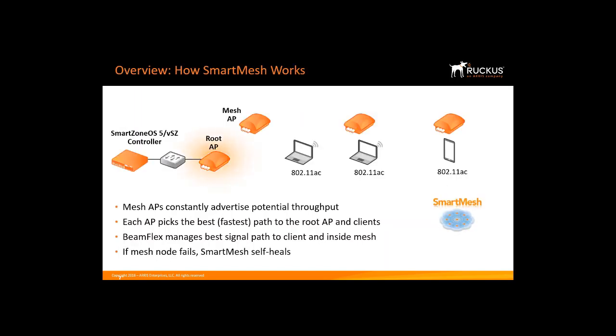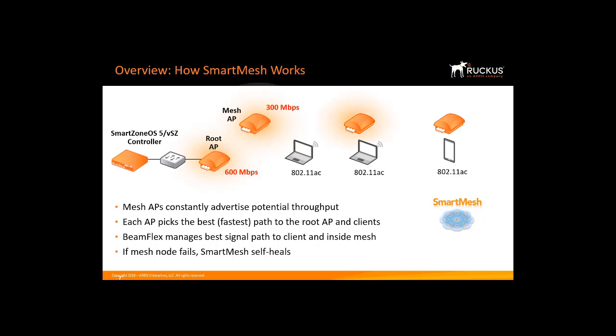Let's review the basics of how SmartMesh works. Here we see a root AP connected with an Ethernet cable to a Layer 2 network. The Layer 2 network has a SmartZone OS5 controller. Meshing APs constantly advertise the potential throughput. Here, the first meshing AP advertises a capacity of 300 megabits per second.